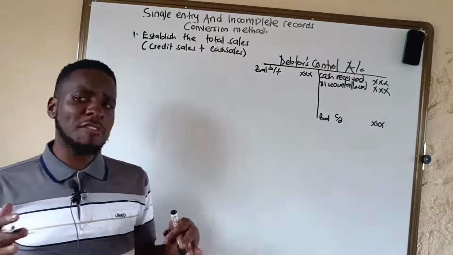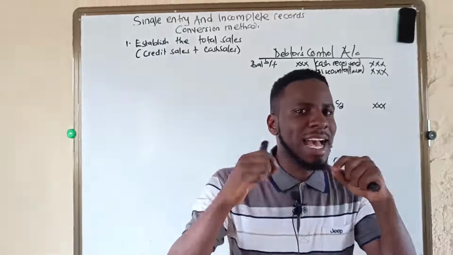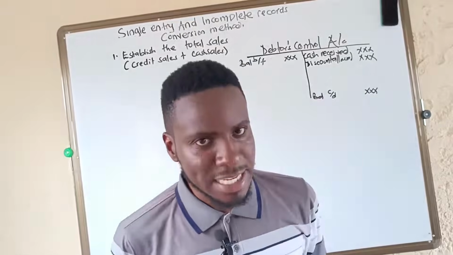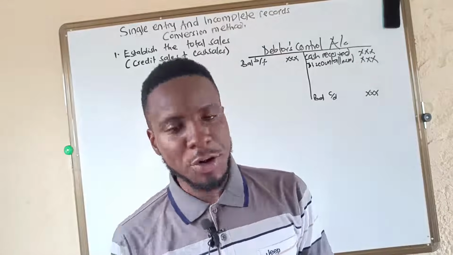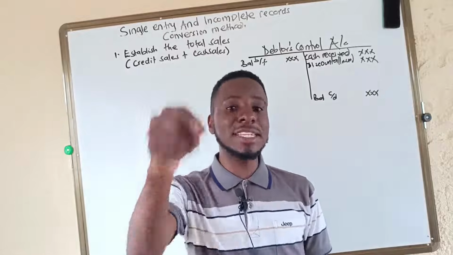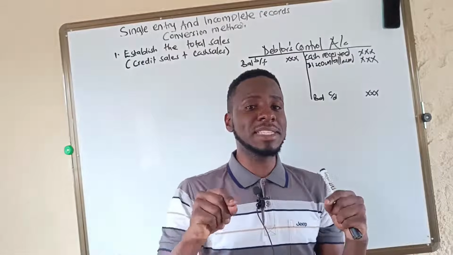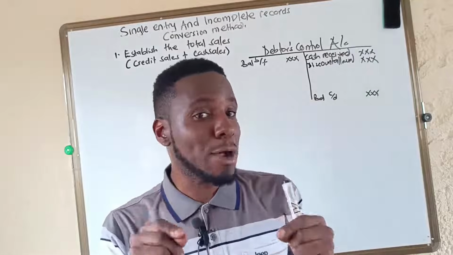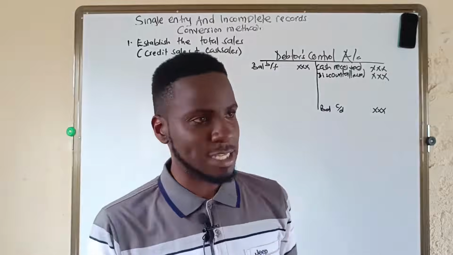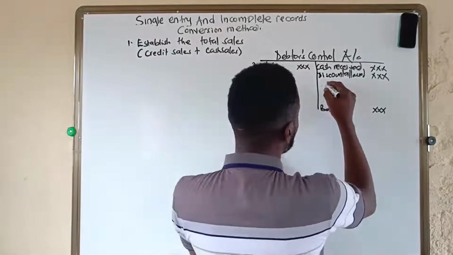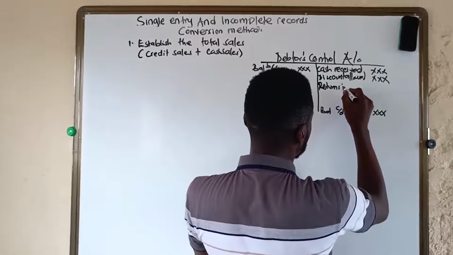Then we also have an item they call returns inwards. So these are debtors returning goods. That means they took goods on credit, but they are returning those goods. So when those goods are returned, it means there's a reduction in the amount of money that we are expecting as receivables from those debtors. So it will come here and say returns inwards.